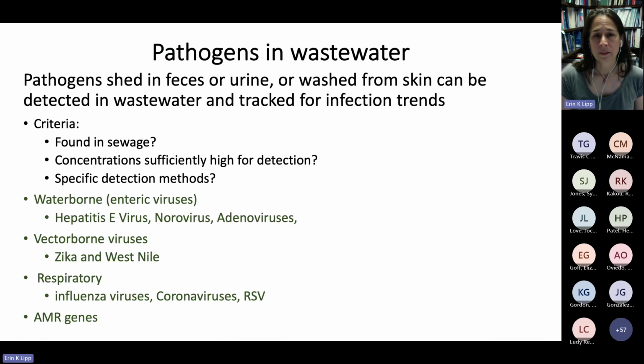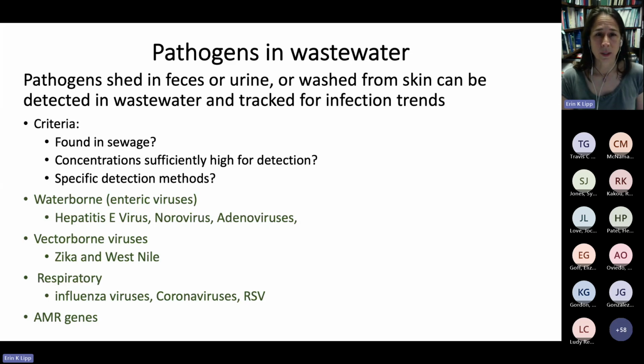So if I can step back from COVID-19, I'm going to touch on that a lot in this talk just because that's where the bulk of the work has been, but it's not solely related to COVID-19. The idea of using wastewater-based surveillance to look at disease trends really could be for any number of pathogens that are shed in the feces or urine, or even those agents that may be washed from the skin that can then be detected in wastewater and tracked for infection trends.